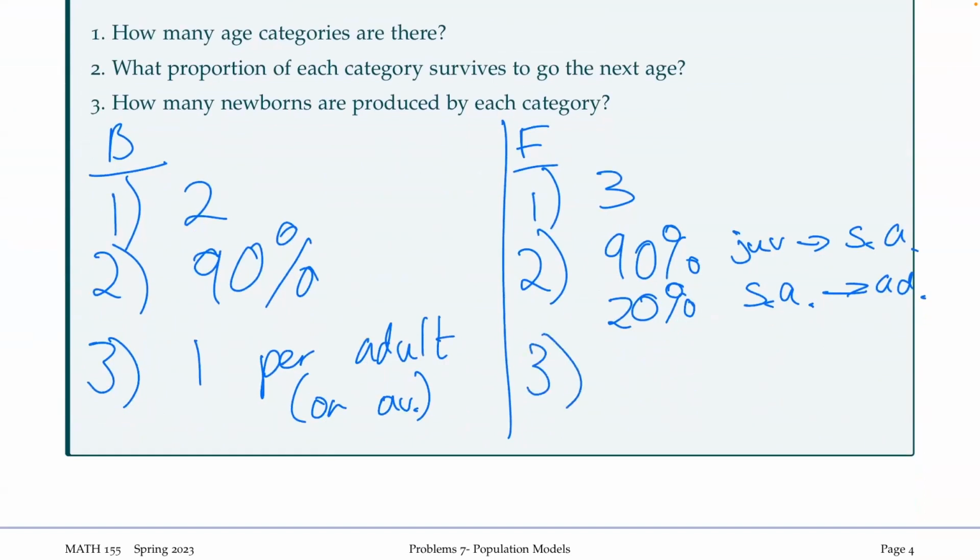So 0.4 per year on average. So I'll put this per year. Again, on average for sub-adults.